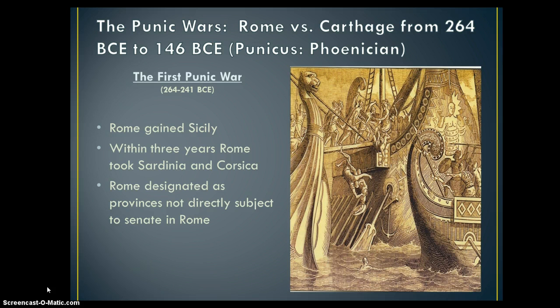Punic comes from the Latin, and it means Phoenician. Okay, so Carthage was a colony in northern Africa of Phoenicians coming from the Levant, near what is now Lebanon. In the first war, Rome gains Sicily. Within 3 years, Rome took Sardinia and Corsica. Rome designated them as provinces not directly subject to the Senate in Rome. So there was a fighting for power and influence by these two powers.